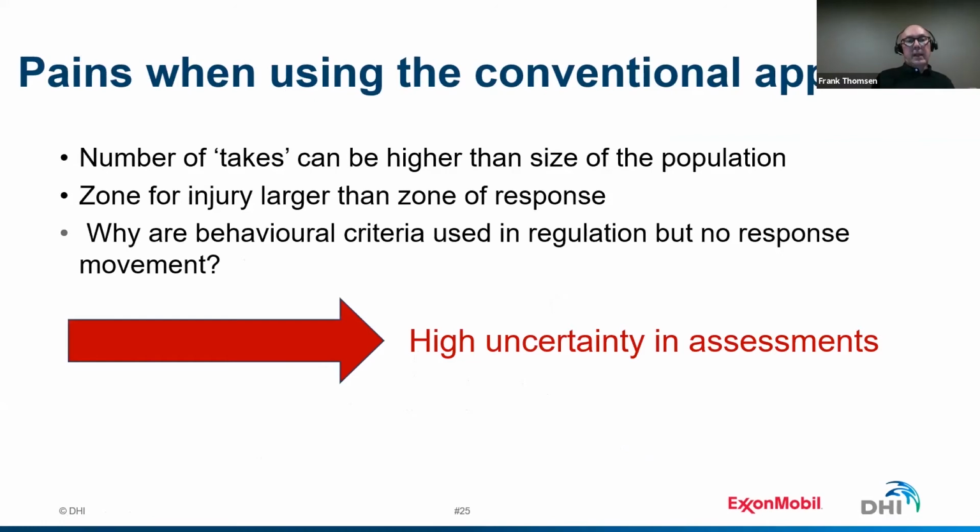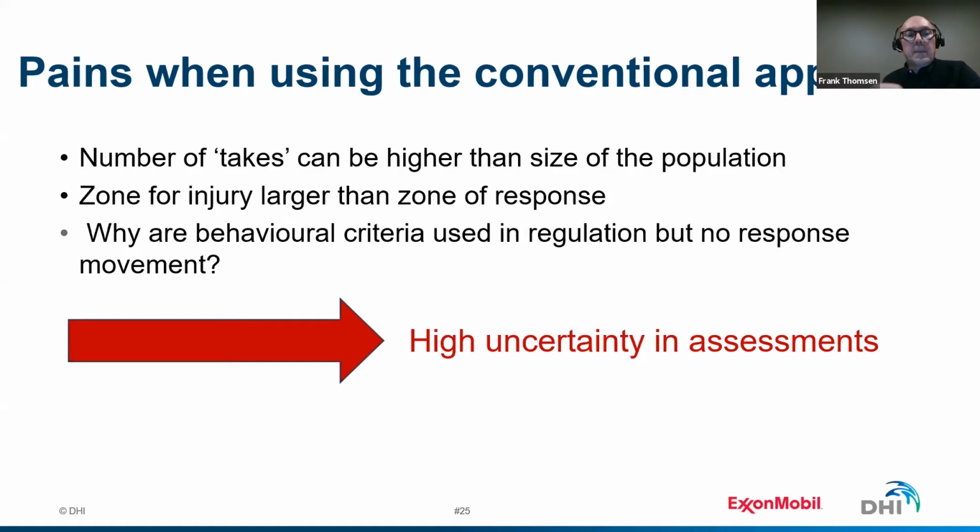The number of takes, the number of animals taken out of the proportion of animals impacted can be higher than the size of the population in some cases. For example, if you treat every new day as a new day and animals taken, the number adds up over the days of exposure very much, and it can actually exceed the size of the population. And this sounds counterintuitive to me.